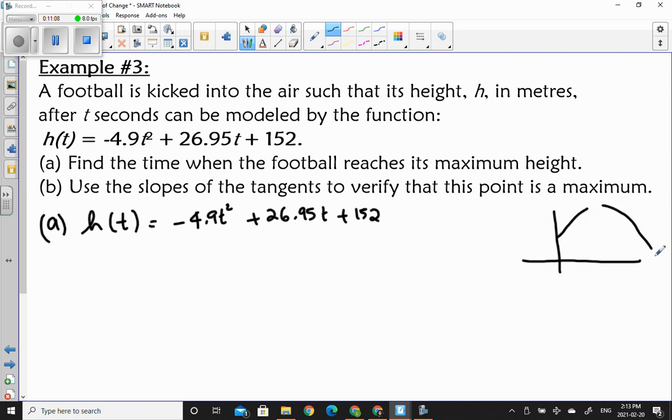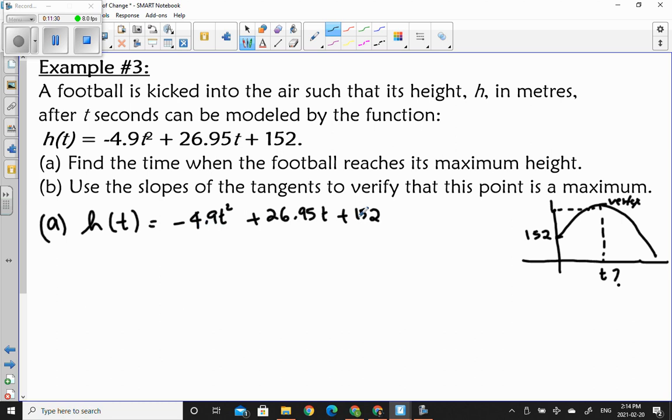So it's going up, it's being kicked up, coming back down. The y-intercept is 152. We're trying to find the height, the time at maximum height. So we're trying to find this, right? We don't know what the time is, but this would also be the vertex. So if we can find the vertex of this parabola, we can find the time at the maximum height.